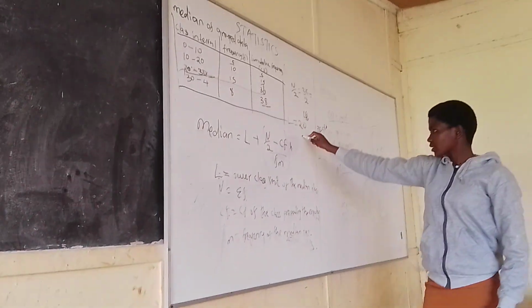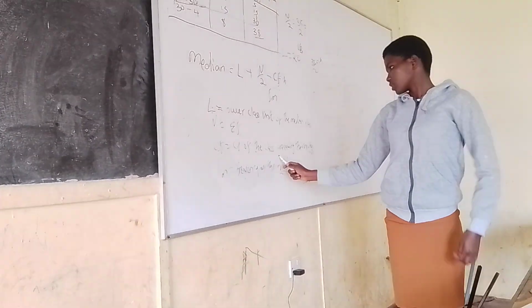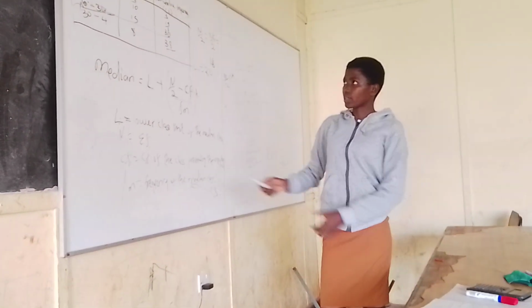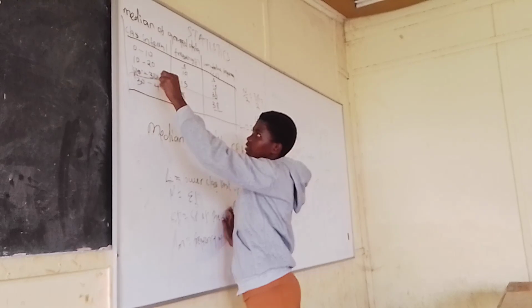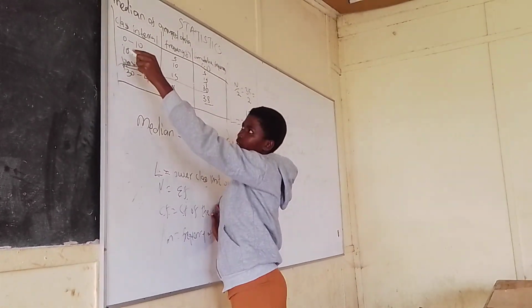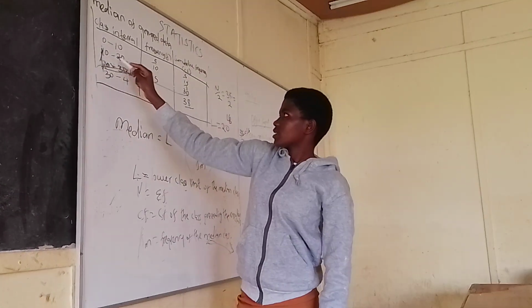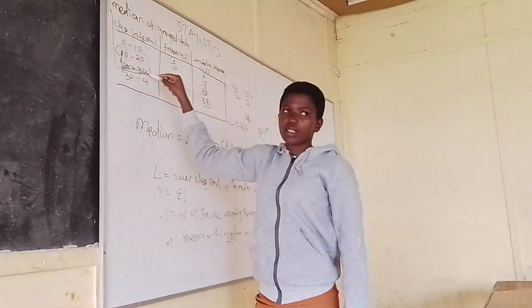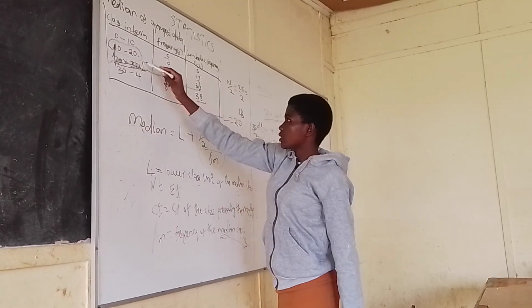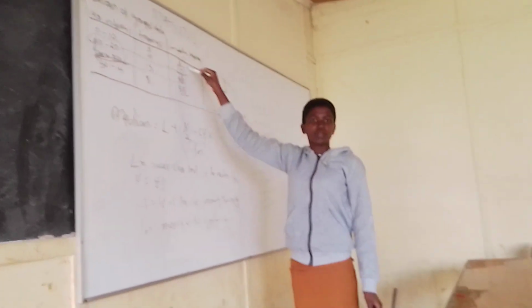After finding L, you look for CF. CF is the cumulative frequency of the class preceding the median class. So this is the median class. The class just above it, preceding it, is 10 to 20. This is the class preceding the median class. After finding that class, we look at its cumulative frequency. So its cumulative frequency is 15.